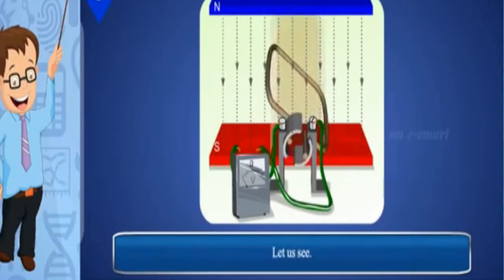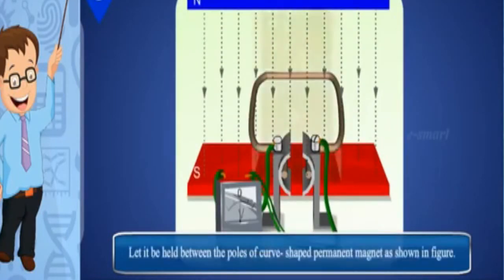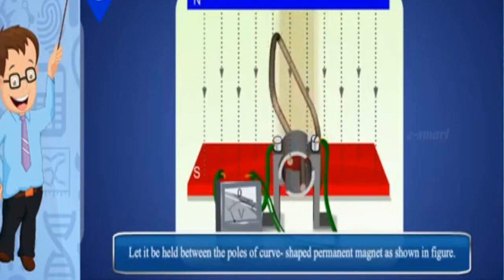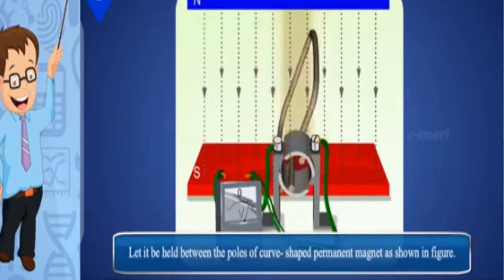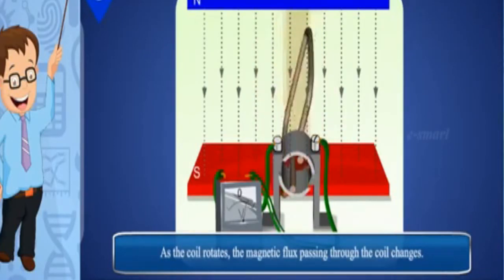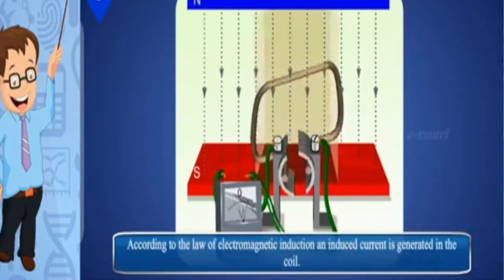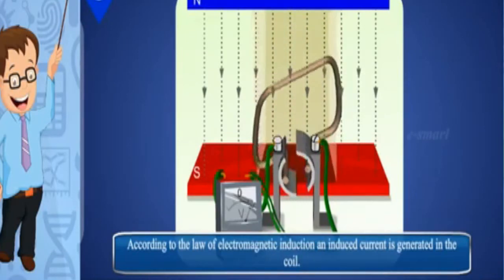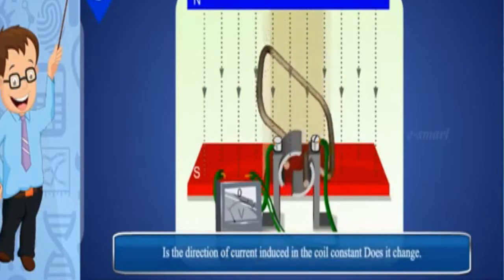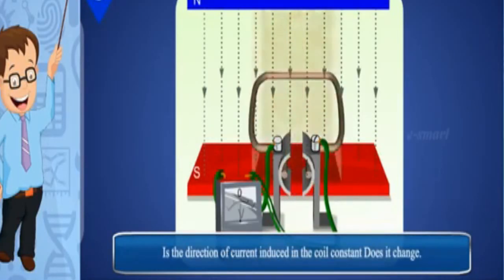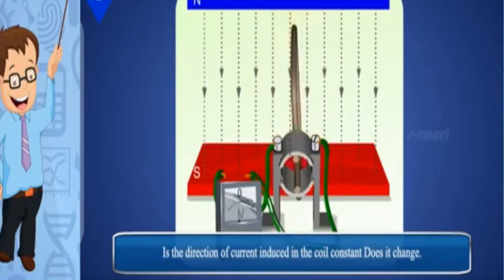Let us see. Consider a rectangular coil. Let it be held between the poles of a curved-shaped permanent magnet as shown in the figure. As the coil rotates, the magnetic flux passing through the coil changes. According to the law of electromagnetic induction, an induced current is generated in the coil. Is the direction of current induced in the coil constant? Does it change?